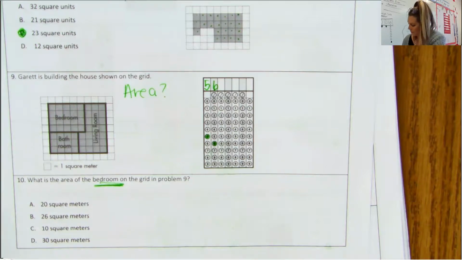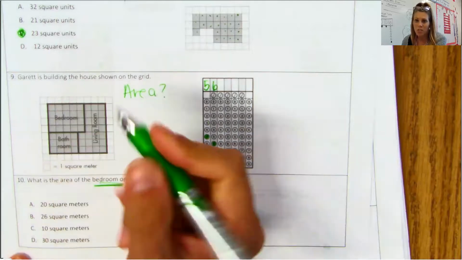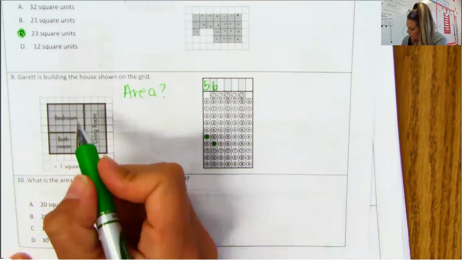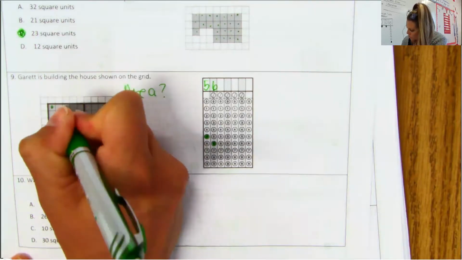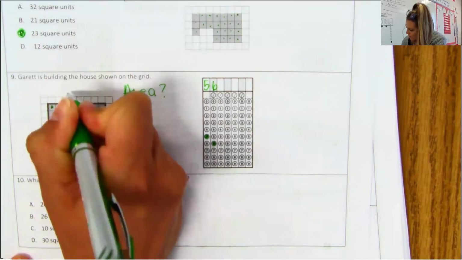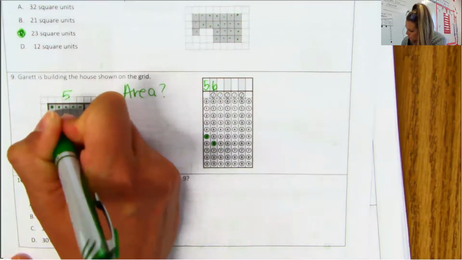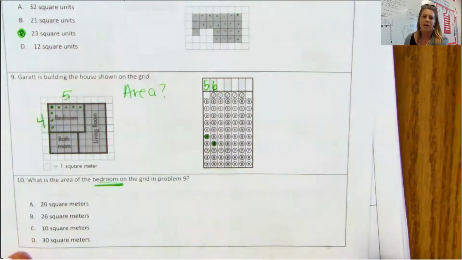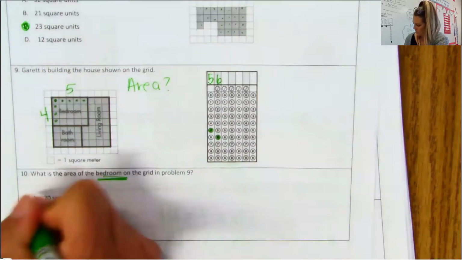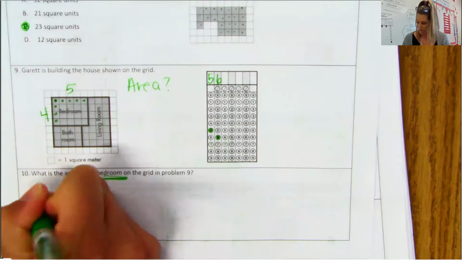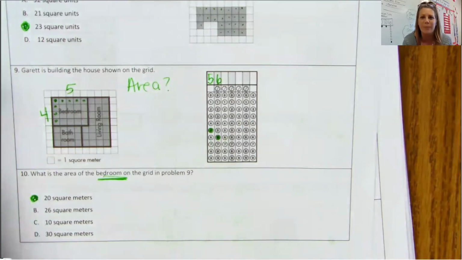All right, let's count it. You could have counted the squares or done our multiplication. I'm going to multiply 1, 2, 3, 4, 5. 5 times 4 equals 20. You should have gotten A.